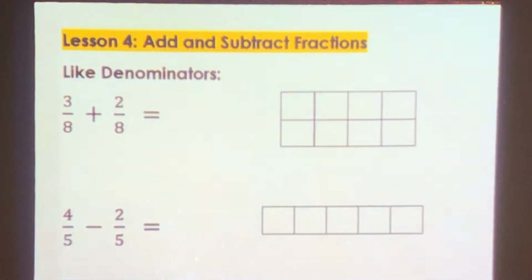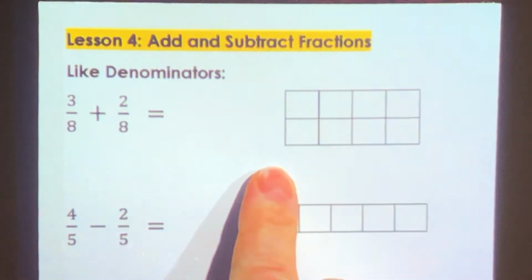Today we're going to look at how to add and subtract fractions, and we're going to start off with looking at fractions with like denominators and move into fractions with unlike denominators. So let's begin. Our first example is 3/8 plus 2/8.